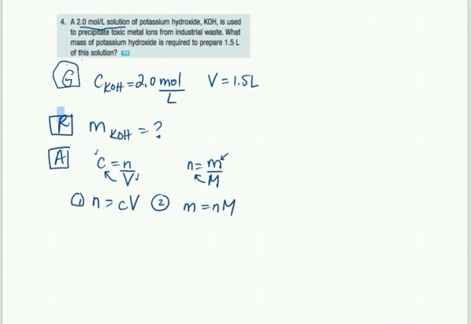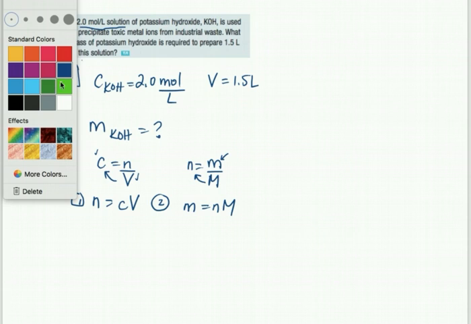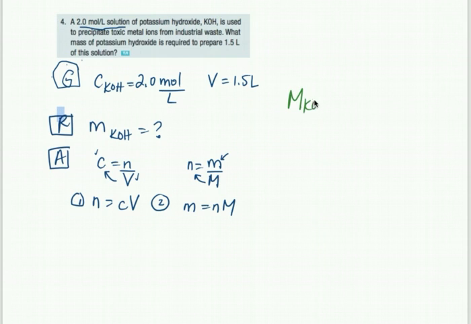Okay, so the last thing that we need here is we need to quickly find the molar mass of potassium hydroxide, and potassium is 39.10, oxygen is 16, and hydrogen is 1.01. So let's add that up. Okay, and we get 56.11 grams per mole. Okay, so we have the molar mass now. All right, so let's put our plan into action here.